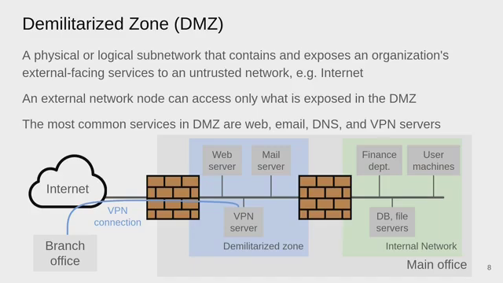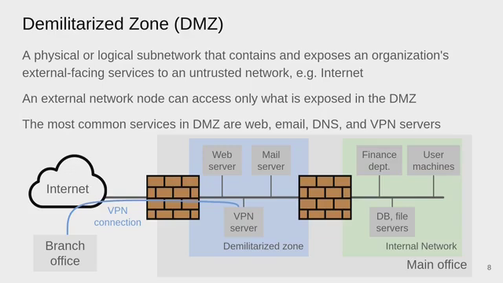So the DMZ is a physical or logical subnetwork, right? That kind of separates whatever the organization wants to have facing towards the outside, such as the internet, right? The external network node can access only what is exposed in the DMZ. Classic implementation of a DMZ is a double firewall approach, where you have one firewall for whatever is going in, and then a second firewall that allows you to access the internal services.